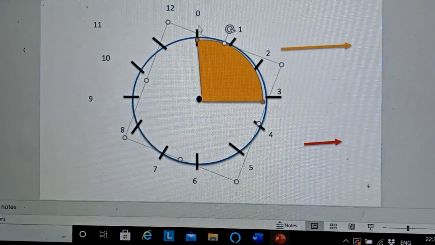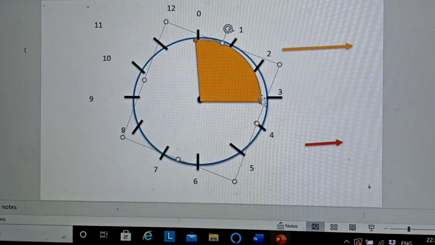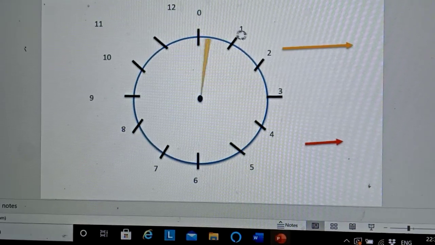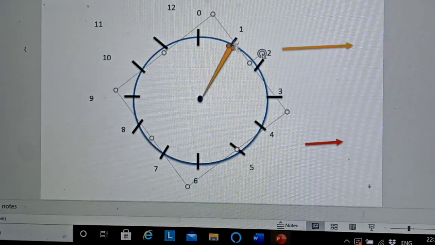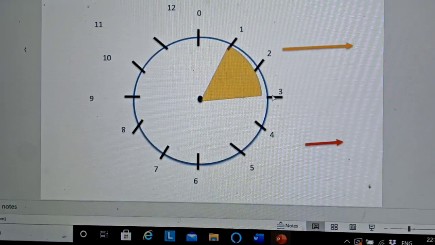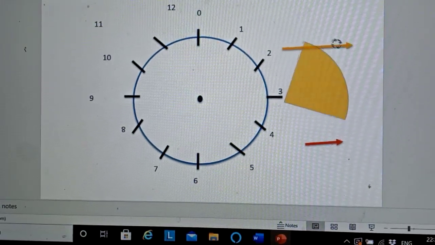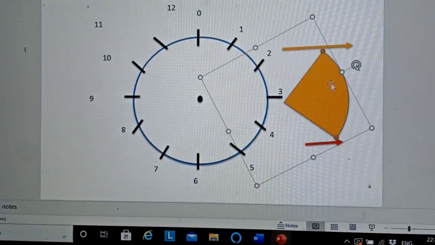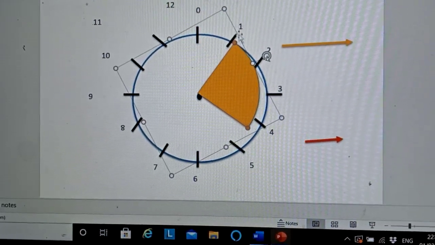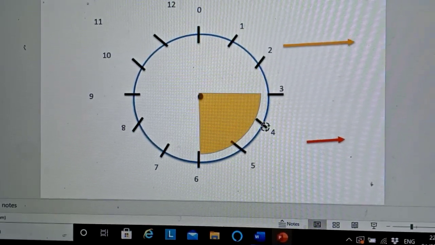But sometimes we don't start at zero with our 15. We might start, for example, not at zero, we might start, let's say we'll start there. And when we do 15 from there, we count 5, 10, 15. And it's still the same shape. It's still a quarter. But of course, we didn't start at zero. We started at there. And you could start in different places, but the 15-minute shape will always be a quarter.